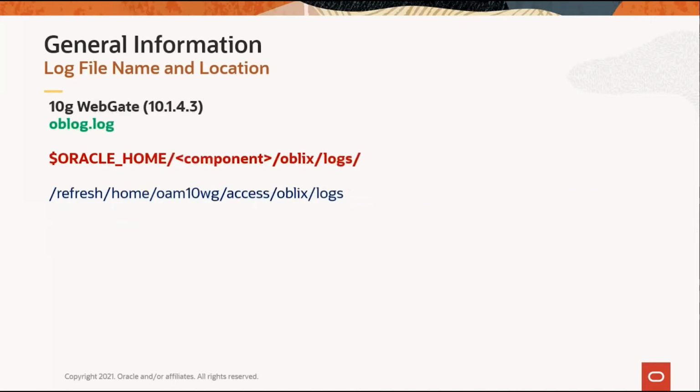The OHS 10G and 11G WebGate log file is called oblog.log. The OHS 12C WebGate log file is called webgate.log and is represented in green. The log file location format is represented in red, and the log file location example is represented in blue.